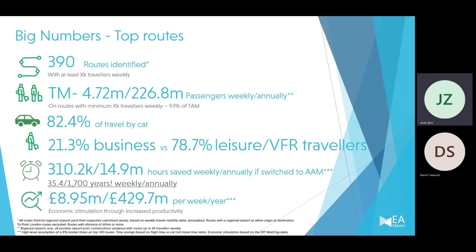And this would translate into economic stimulation to increase productivity, because this time could basically be used for some other activities, and the economic stimulation of this time saved would be around 9 million pounds per week and almost 430 million per year. So this is a huge amount of money, and this is only for those 390 routes identified based on some thresholds that we use.